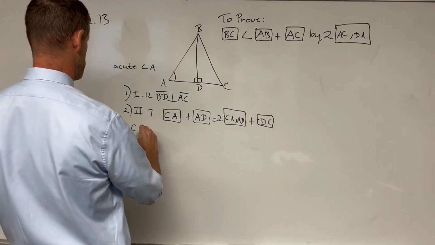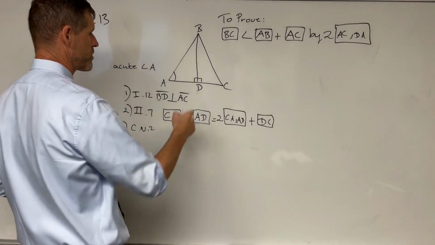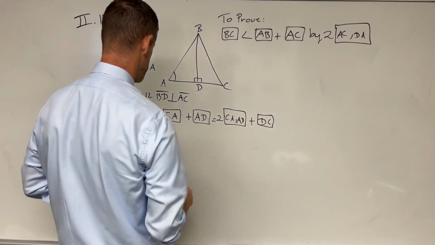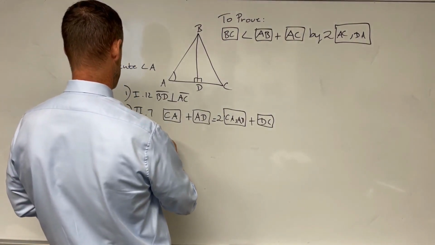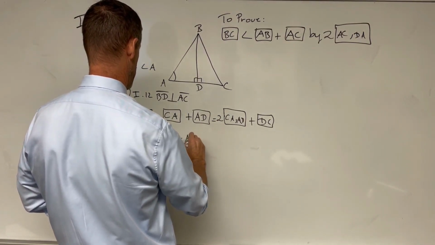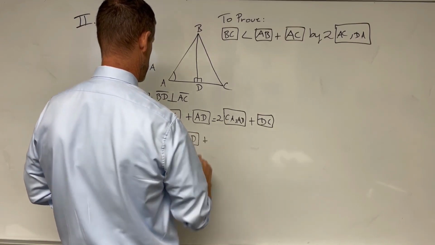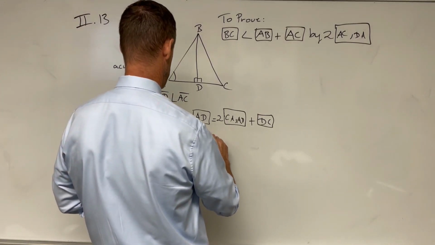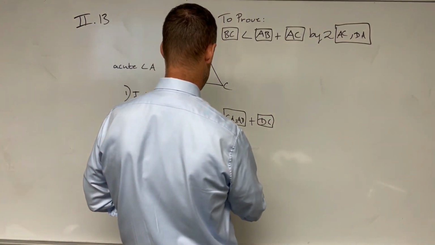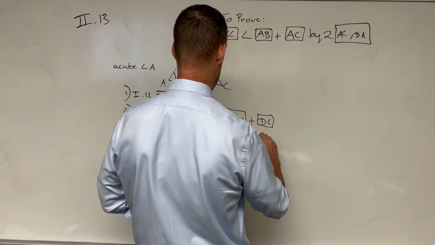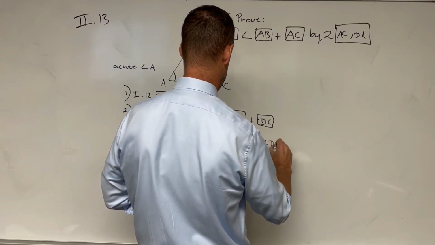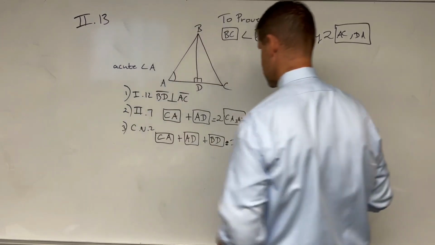Now, using common notion number 2, we're going to add equals to equals. We're going to add the square on the perpendicular, the square on BD, to both sides of step 2. So we'll get square on CA plus the square on AD plus the square on BD equals twice the rectangle contained by CA and AD plus the square on DC plus the square on BD.